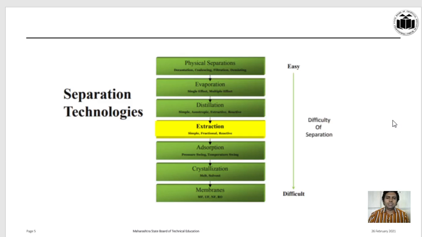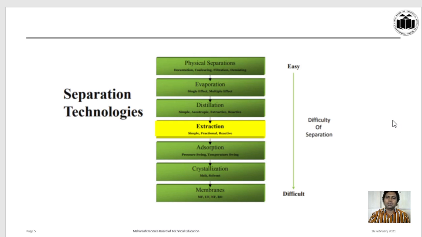Now you all know that different separation technologies are available. For example, physical separation, evaporation, distillation, extraction, then adsorption, crystallization, and membranes. These are the different separation technologies available in the market, in the educational field, and in the technological fields.